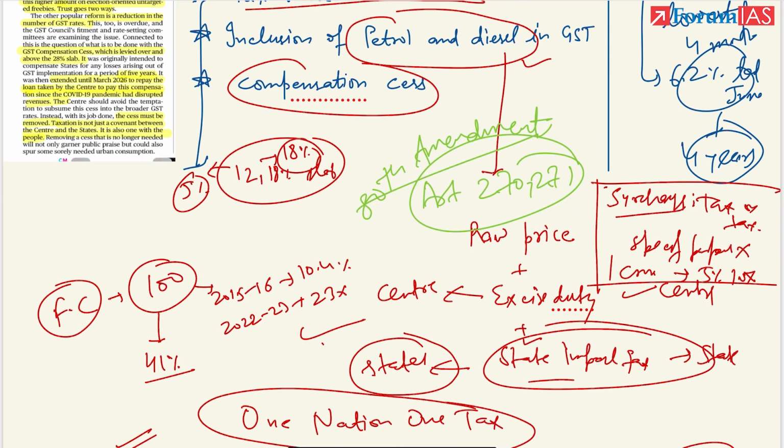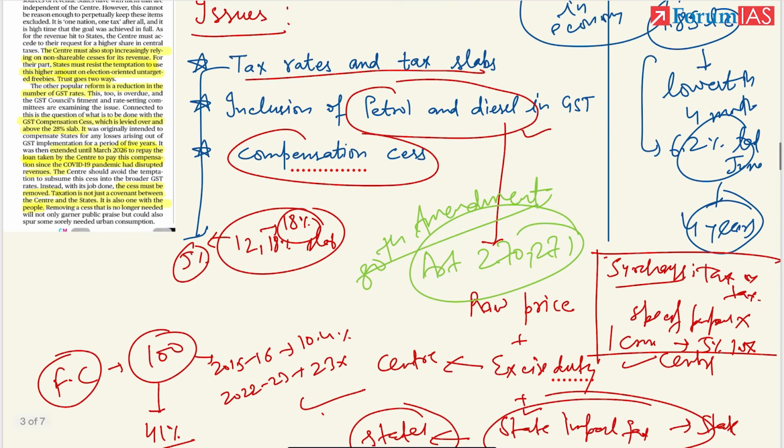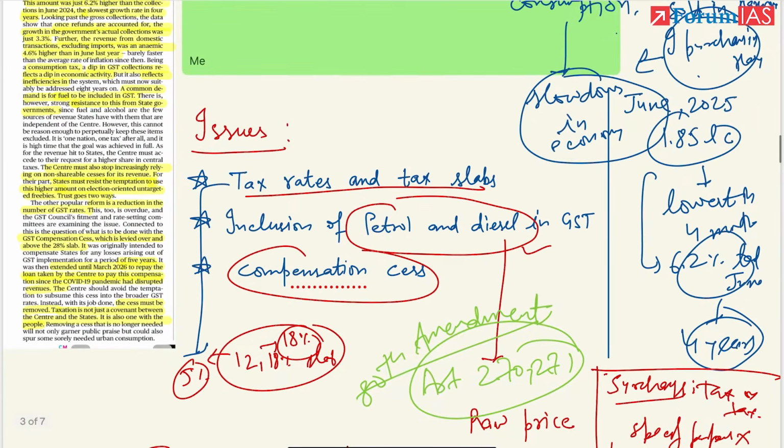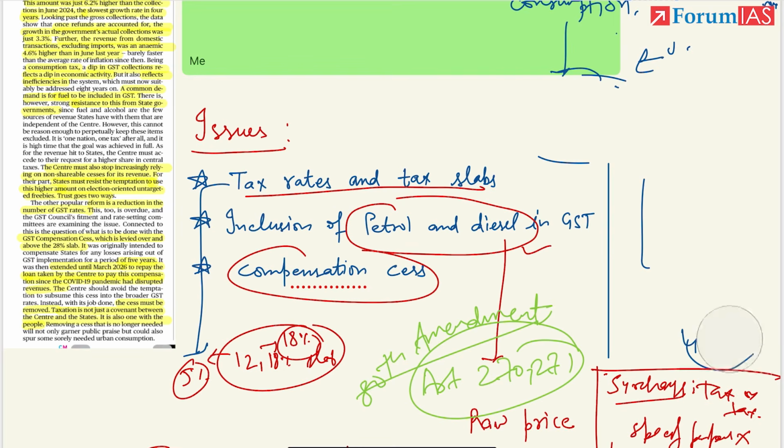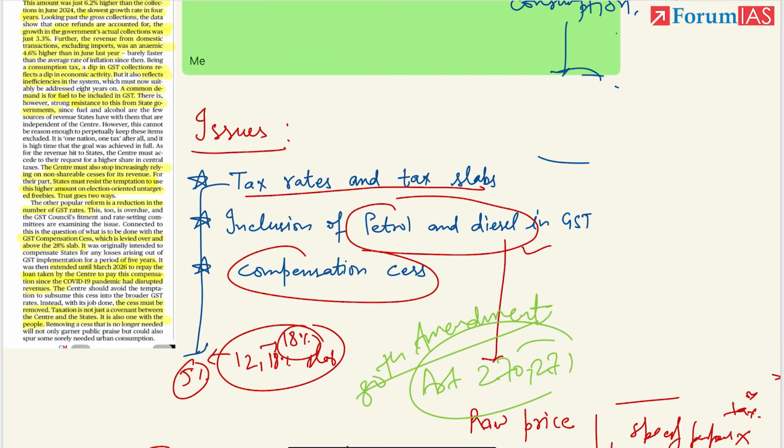So these are not shared. Now the second issue which comes here is GST compensation cess. One issue we saw, and the second issue is GST compensation cess. As per the provisions of GST, a compensation cess is imposed over and above the slab of 28%.